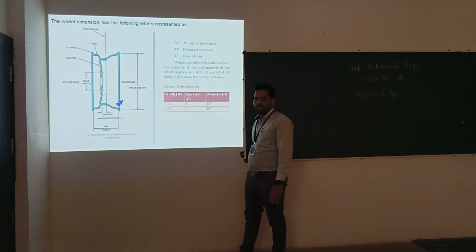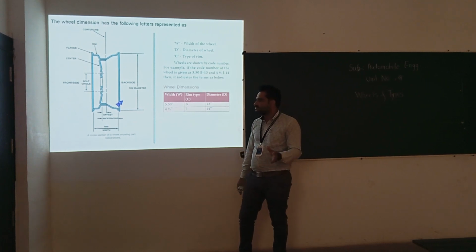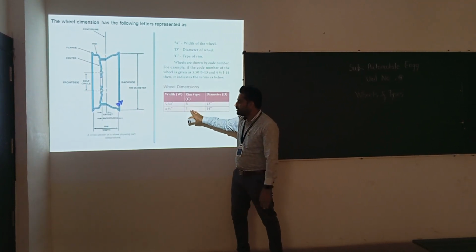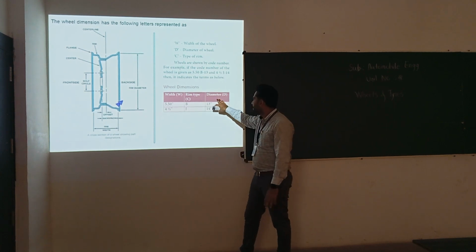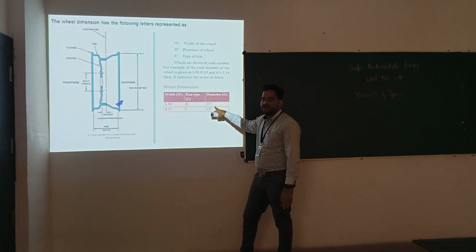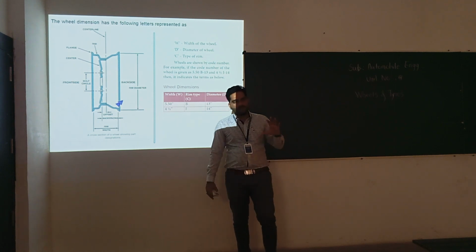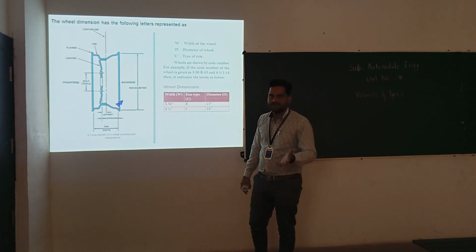Rim type: there are two types of rims. Generally, B and J type of rims are preferred, according to shapes and construction. And the diameter of the rim can be specified with the dimension. It also depends on the type of vehicle on which we are using.